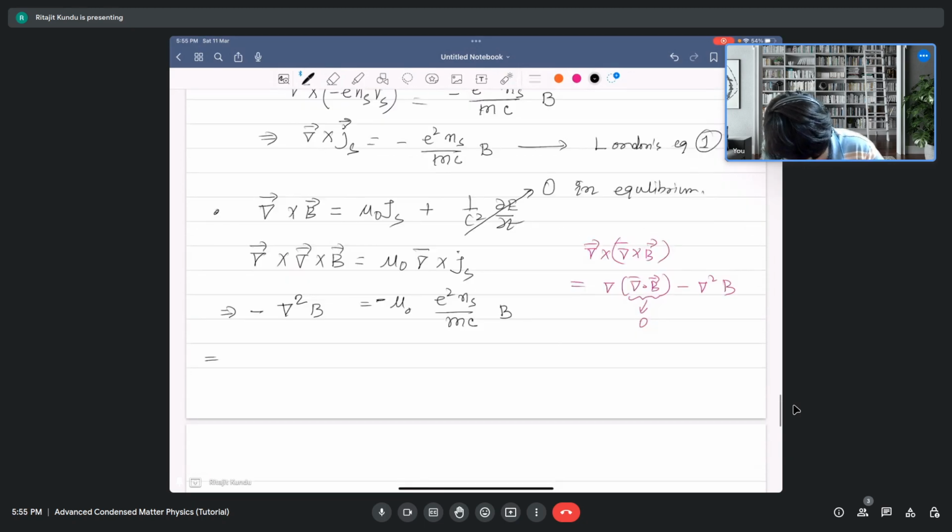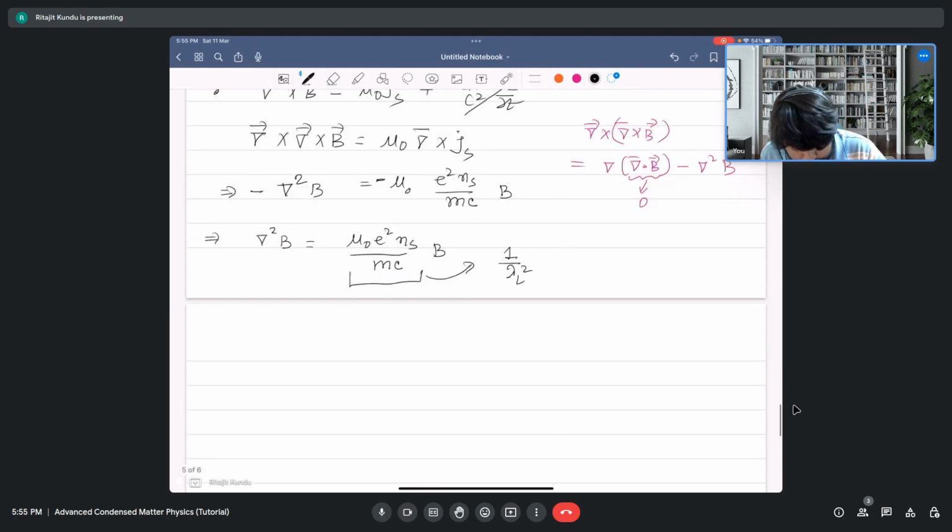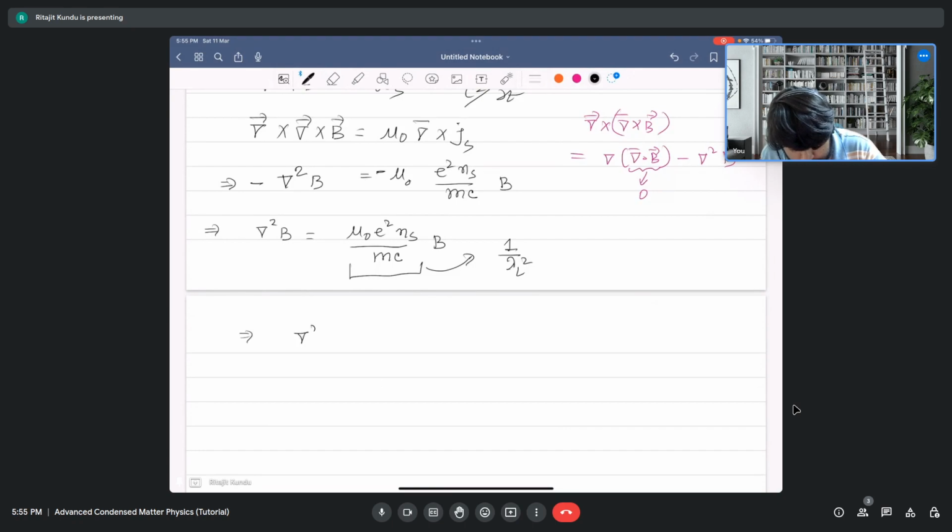Just to write it in a tidy way, I'll cancel the minus: mu 0 e square ns over mc times B. So this factor in front of B is called 1 by lambda L square. Lambda L is the London's penetration length. So the Laplacian of B is 1 by lambda L square times B. This is London's equation 2.